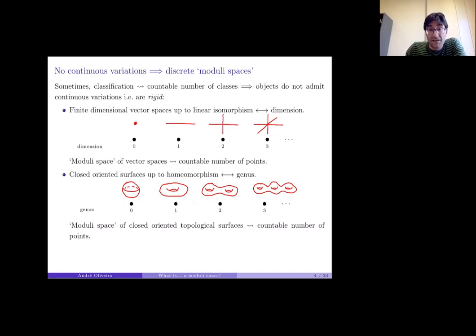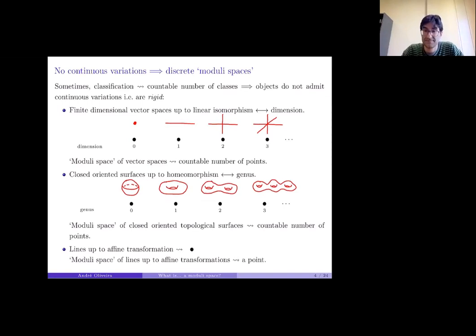All right, and an even more dramatic example, if you want to classify lines up to affine transformation: whenever you have two lines, there is an affine transformation which takes one line to the other. So all lines up to affine transformation are the same. So the moduli space here is just a point. Okay, so there is just one class.